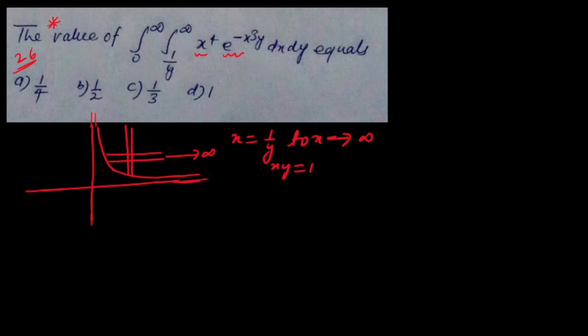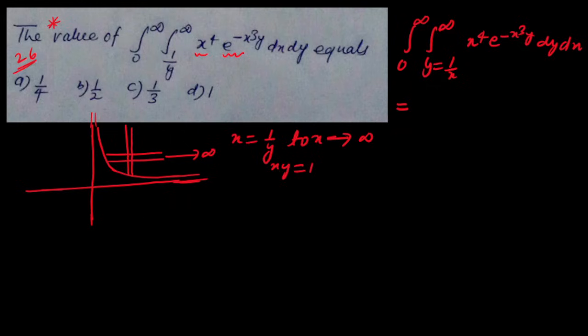How the limit will be changed? I write it. Now I will start at the curve y is equal to 1 by x, and then I will go up to infinity, and this will also be moved from x is equal to 0. So x is equal to 0 to infinity, x to the power 4 e to the power minus x cube y dy dx. Think about it, that this is how the limit should be written.